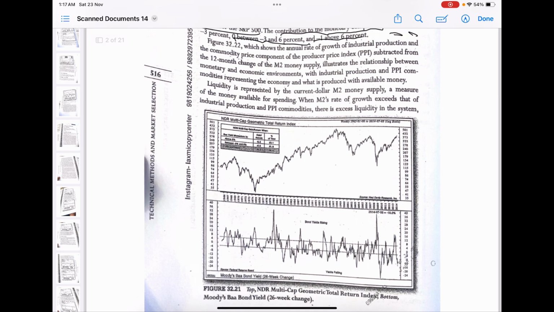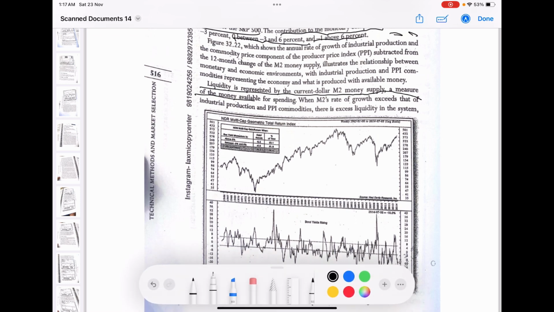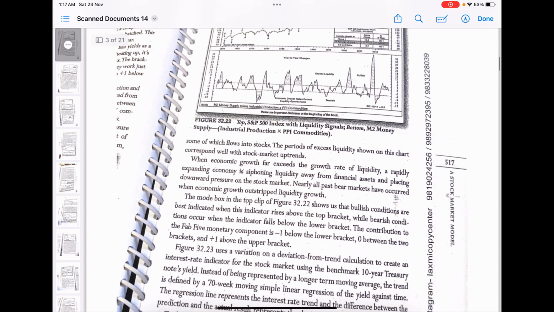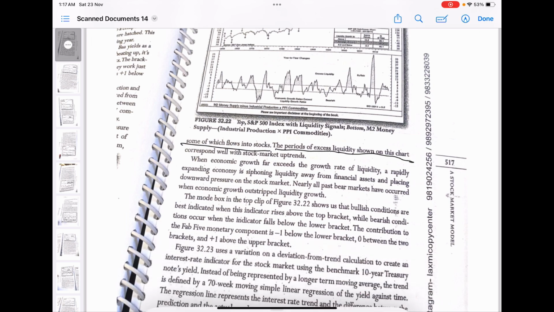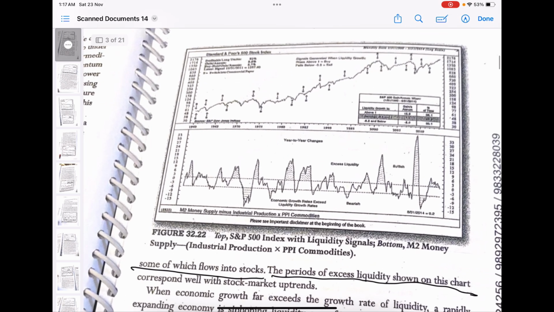The figure shows the annual growth of industrial production and commodity price movement, the PPI or producer price index, subtracted from the 12-month change of the M2 money supply, illustrating the relationship with M2. Liquidity is represented by current dollar M2 money supply, a measure of the money available for spending. When M2's rate of growth exceeds that of industrial production and PPI commodities, there is excess liquidity in the system, some of which flows into stocks. The periods of excess liquidity are shown on the chart. So you can look at the chart.